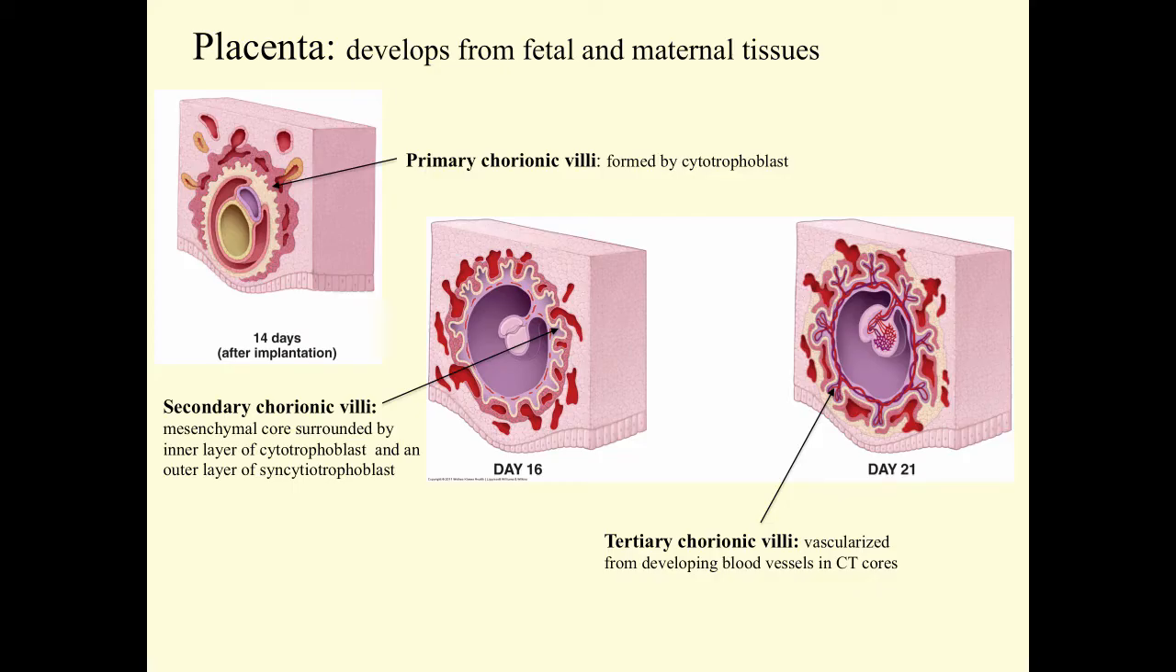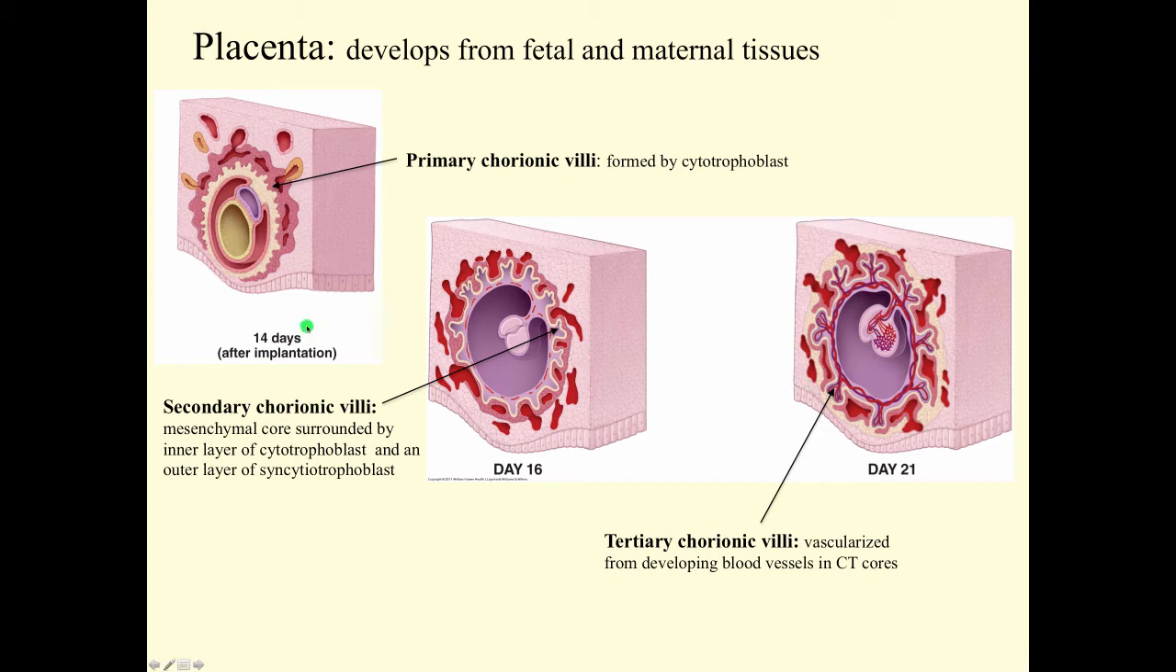Now, the placenta develops from fetal and maternal tissue. And so this image just shows primary chorionic villi that are forming from the cytotrophoblast. This image shows secondary chorionic villi. They have a mesenchymal core surrounded by an inner layer of cytotrophoblast and an outer layer of syncytiotrophoblast, and then the chorionic villi vascularized from developing blood vessels in the connective tissue cores.